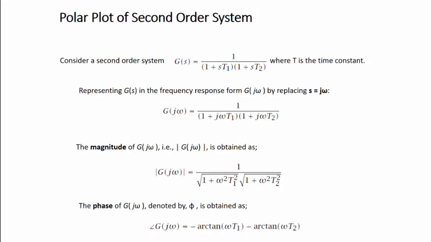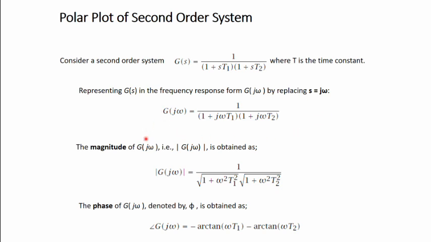Now let us draw the polar plot of some second order system. Let us consider the second order system G of s is equal to 1 upon (1 plus sT1)(1 plus sT2), where T is the time constant. We can represent once again this transfer function as a sinusoidal transfer function by substituting s is equal to j omega. If we do that, we can write down the sinusoidal transfer function like this.